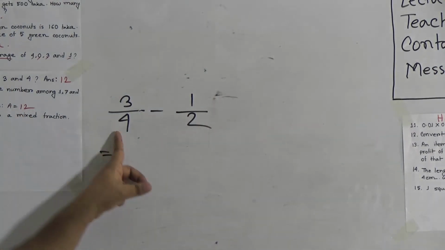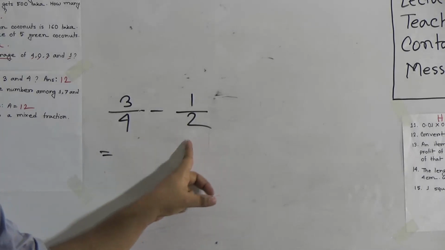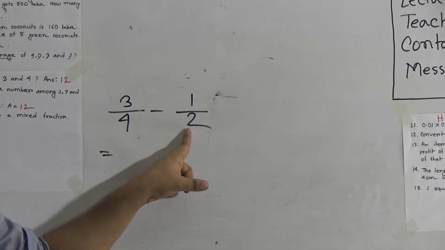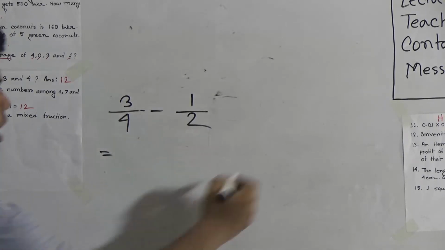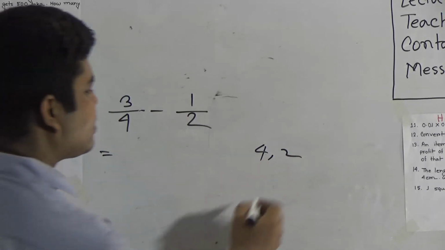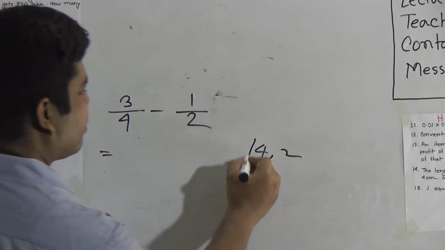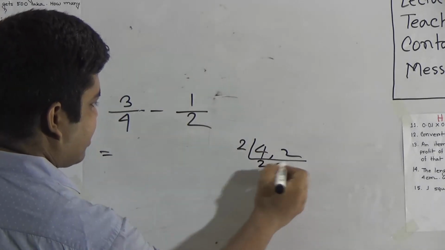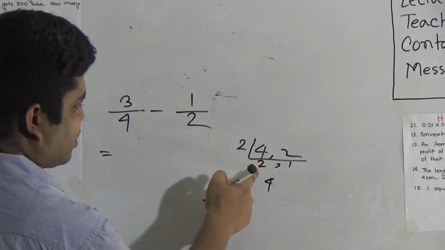First of all, we find the LCM of the denominators of the two fractions. Sorry, the denominators are 4 and 2. And what is the LCM of 4 and 2? The LCM of 4 and 2 is 4. How can we find it? Notice, if we divide both numbers by 2, then we get 2 and 1. Then we multiply: 2 twos are 4, 4 ones are 4.